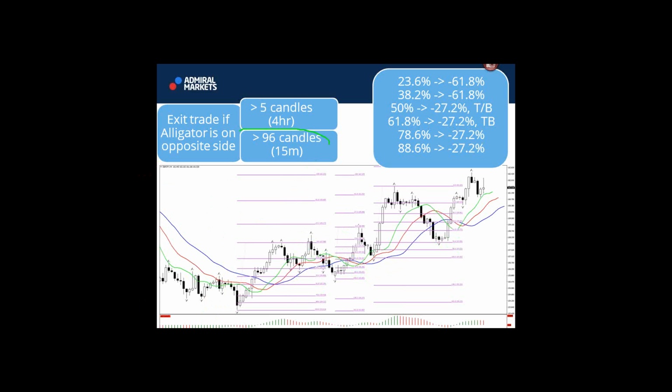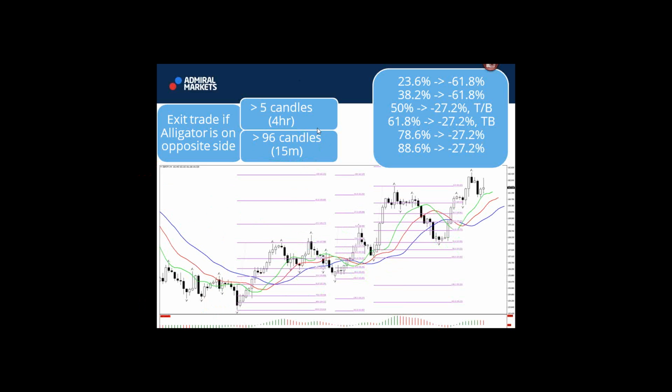Now with a 50-minute chart, don't stay in a fib trade that's more than 96 candles. That's 1 day of price action. Don't do it. Staying in a fib trade more than 1 day on a 50-minute chart is not good. You want to get out of that trade as quickly as possible. If you take a fib trade on a 50-minute chart, max is 1 day. Very, very max.